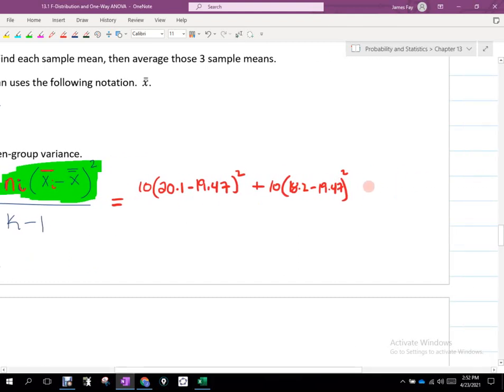And then we're going to add to that n sub i when i is 3. So this is sample 3. Its size, again, was 10. And then x bar sub 3, the sample mean from sample 3, was also 20.1. Minus then 19.47.